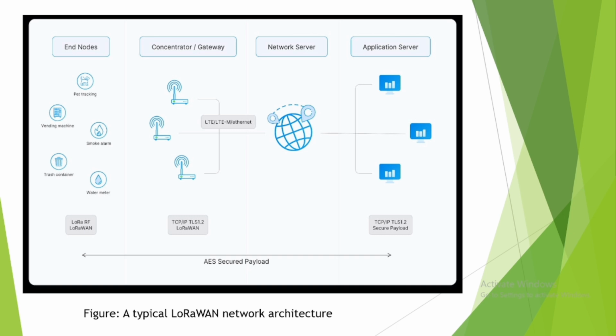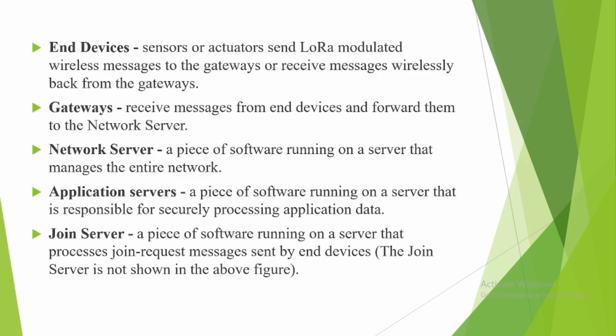This is the structure of the LoRaWAN network architecture: end nodes, gateways, network server, application server. End node: a sensor or actuator sends LoRa modulated wireless messages to gateways or receives wireless messages back from the gateways. Gateways receive messages from end devices and forward them to the network server.